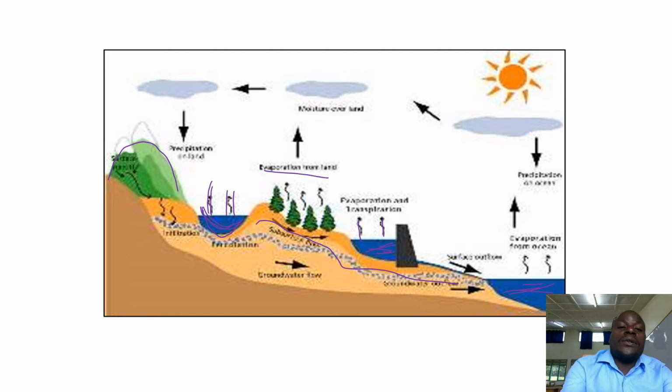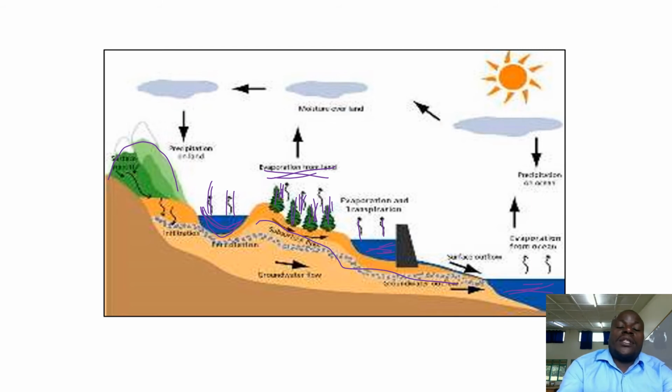And if you check on vegetation, the vegetation transpires. There is transpiration on vegetation. And the vapor from vegetation also joins the atmosphere under the process of transpiration. When you combine processes of evaporation and transpiration, they form one process which we call evapotranspiration.